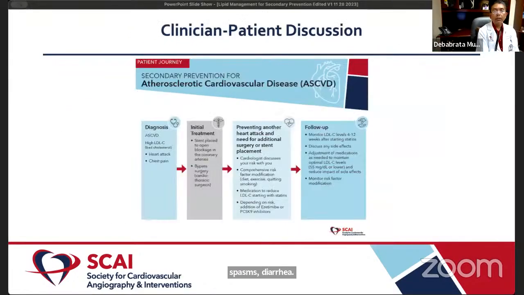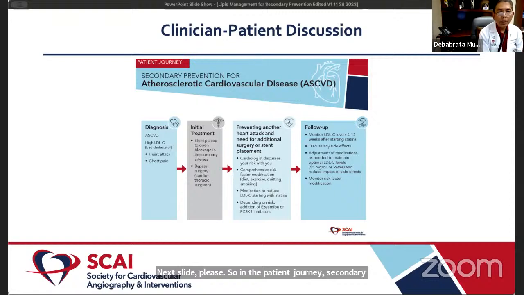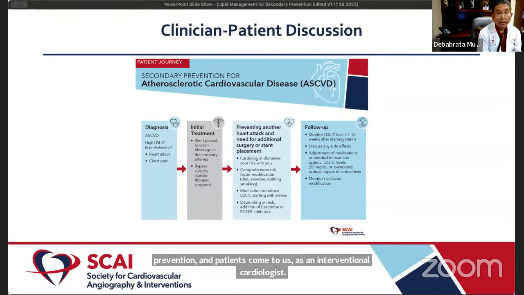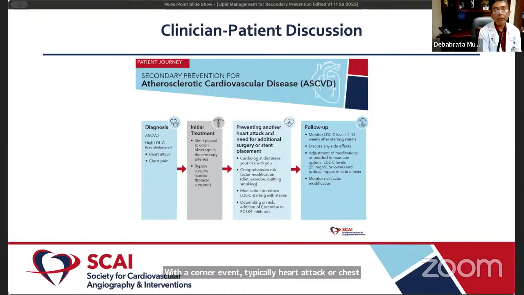Next slide, please. So in the patient journey, secondary prevention, patients come to us as an interventional cardiologist with a coronary event, typically a heart attack or chest pain or chronic coronary artery disease. And their initial treatment could be, most of the time it's PCI today, stenting with a drug-eluting stent, or sometimes bypass surgery. But very importantly, we need to work with our patients, our referring physicians, and we'll hopefully discuss this in a little more detail. How do we work with a referral cardiologist if we are not prescribing ourselves this medication, how to involve the patient, but making sure the cardiologist discusses the risk with the patient, comprehensive risk factor modification, medications to reduce LDL-C, and potential use of ezetimibe, PCSK9 inhibitors, or bempedoic acid.